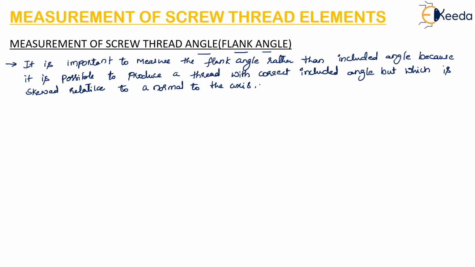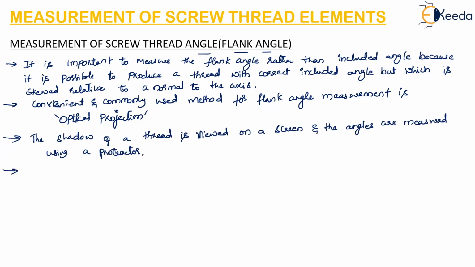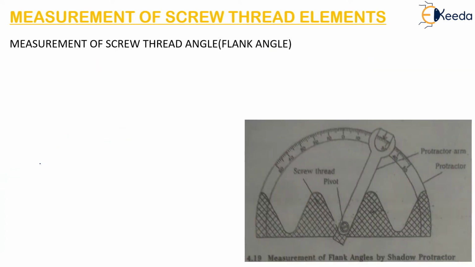The most convenient and the most common method used for the measurement of the flank angles is optical projection. In this method, the shadow of the thread is viewed on the screen and the angles are measured by means of a protractor. The screw thread which has to be measured is mounted between the centers of the projector. This optical projector includes various parts which we can see here.